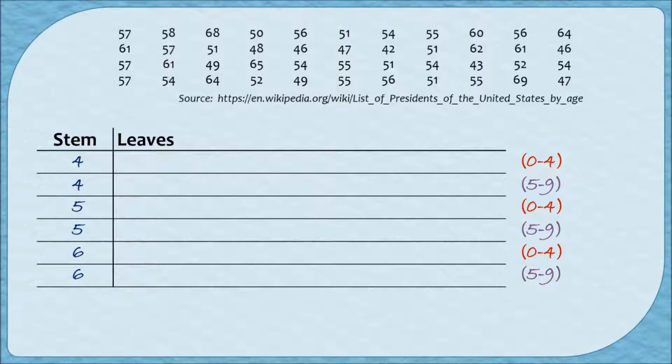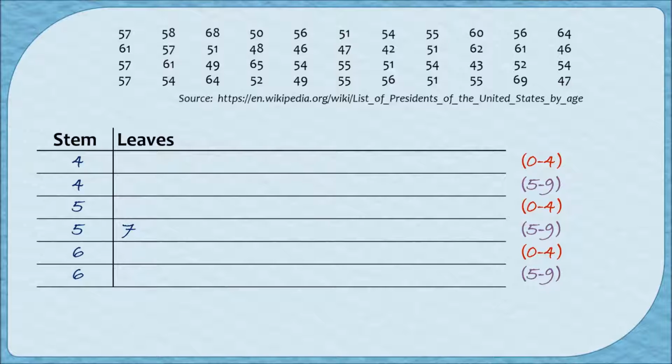So let's place the first column of data together so we can get the hang of where to place the leaves for each of our stems. The first value in our data set is a 57. This has a stem of 5 and a leaf of 7. Since the leaf is a big number, between 5 and 9, we're going to place the leaf of 7 in the second row for 5.